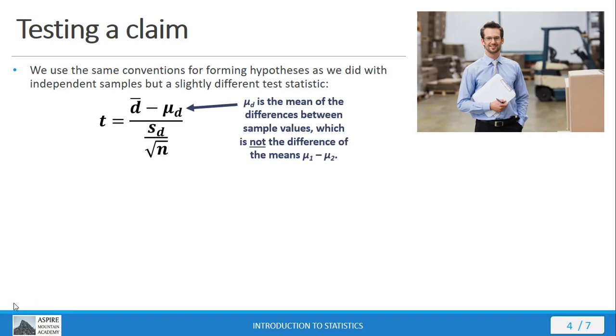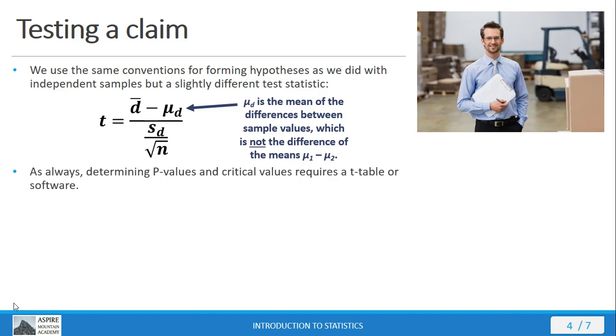Okay, notice that this mu sub d is the mean of the differences between sample values, and not the difference of the means of the samples or the populations. So very different. You're not taking the mean values for each of the groupings and then taking the difference of the means. You're taking the differences of individual data points in each of the groupings and then taking the mean of those differences.